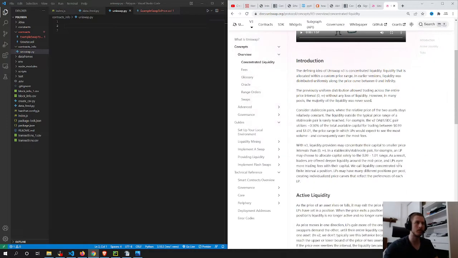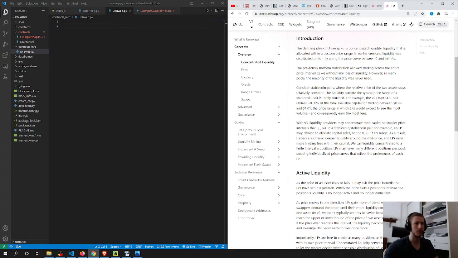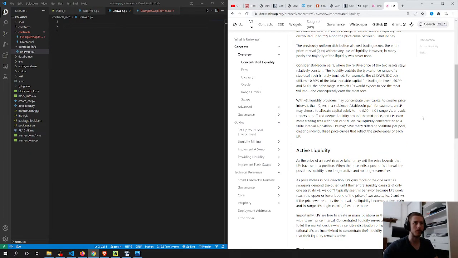Concentrated liquidity. The defining idea of Uniswap V3 is concentrated liquidity. I think I already know this stuff. Stablecoin pairs where the relative price of the two assets stays relatively constant. The liquidity outside the typical price range of a stablecoin pair is rarely touched. For example, the V2 DAI USDC pair utilizes 0.50% of the total available capital for trading between 0.99 and 1.0. The price range in which LPs would expect to see the most volume.